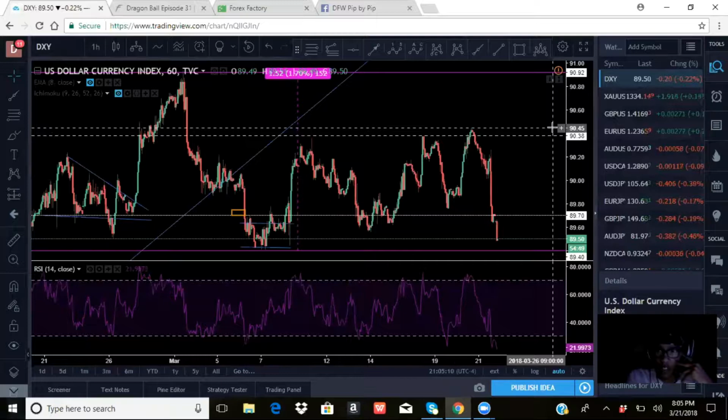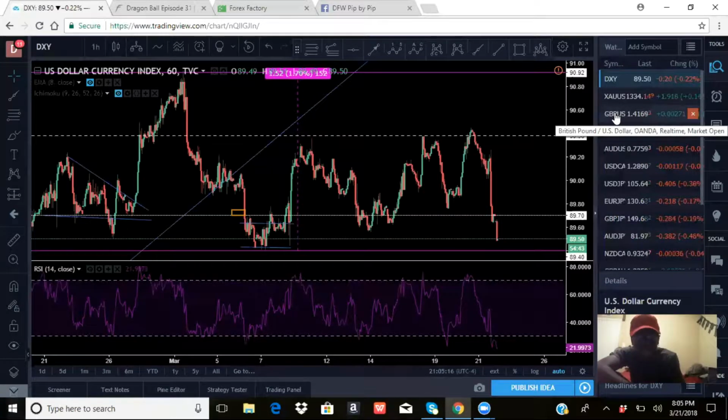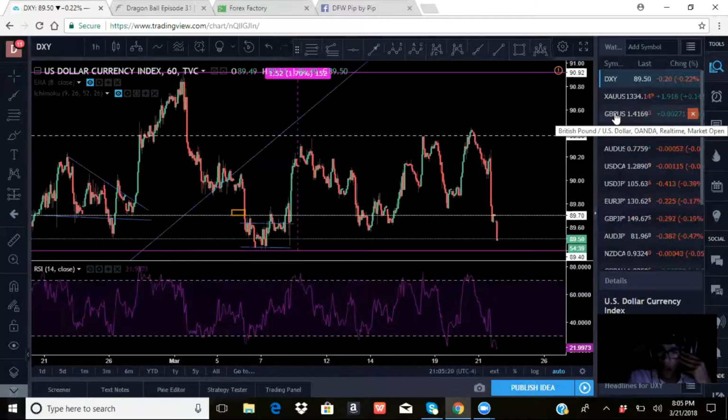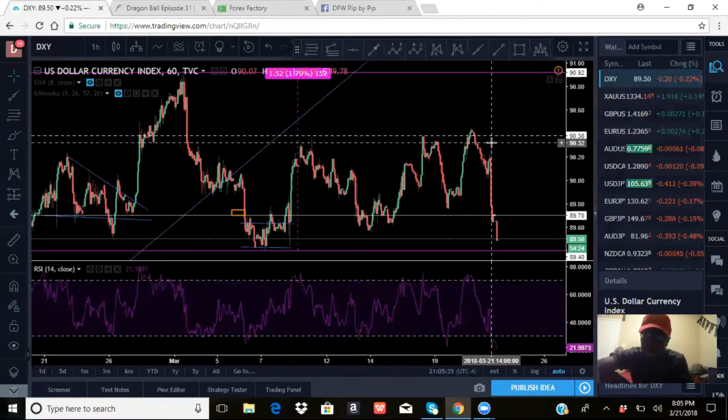Like I said, they're inverse pairs. When the dollar index is going down, it would be smart to sell with the USD leading, with the base pair, and smart to buy with the USD as the secondary pair, because that's going to be the bias. If you look at this, we can go through it right now.